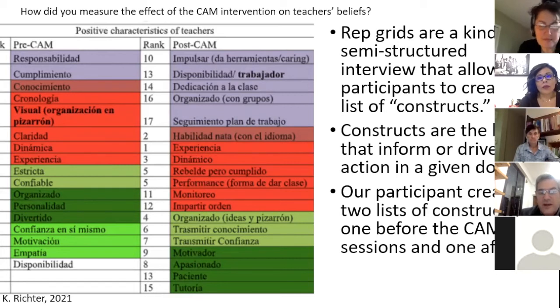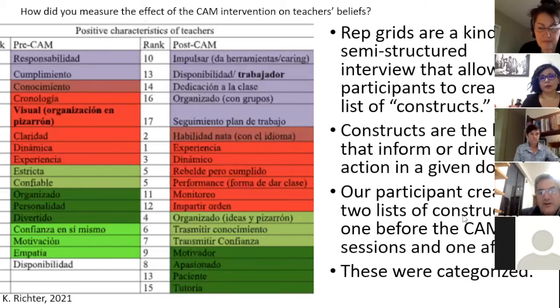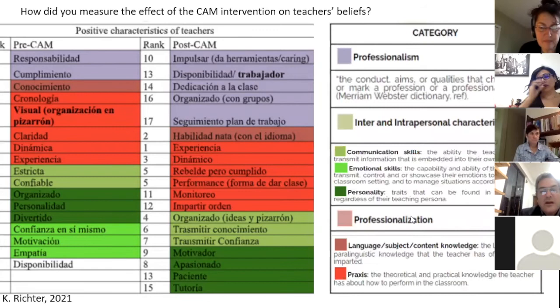The reason that they're different colors is because after the constructs were elicited, we worked together with the participants to categorize those. So after the categorization process, basically we had three groups of constructs: those having to do with professionalism, those having to do with intrapersonal and interpersonal characteristics, and then those having to do with professionalization. And beneath those, some subcategories.